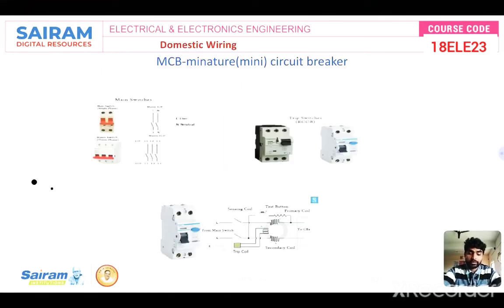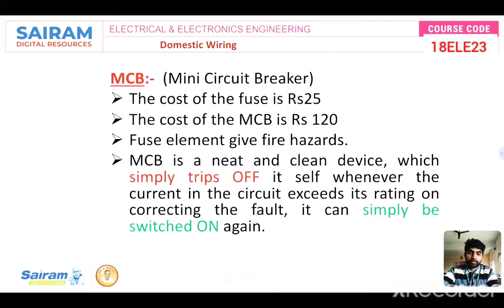And this is the MCB, mini circuit breaker or miniature circuit breaker. Different kinds of MCBs are used from the electrical point of view. In the laboratory also we have this type of MCBs. A fuse costs around 25 rupees, but an MCB costs 120, but it is safe, it is free from hazards, and it looks good. Fuse elements give fire hazards, okay. And an MCB just trips off and then trips on. You can do manual operation also, okay.